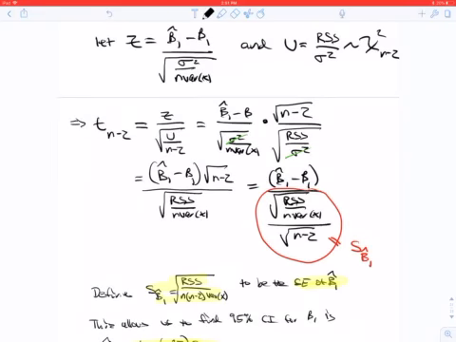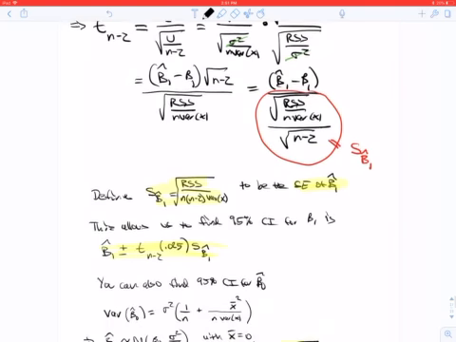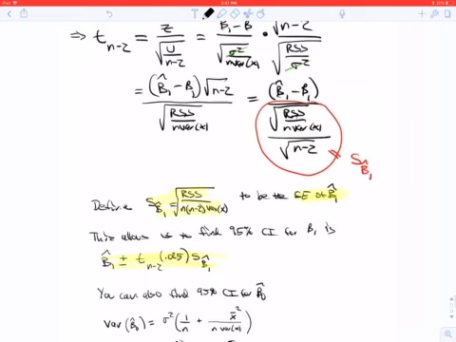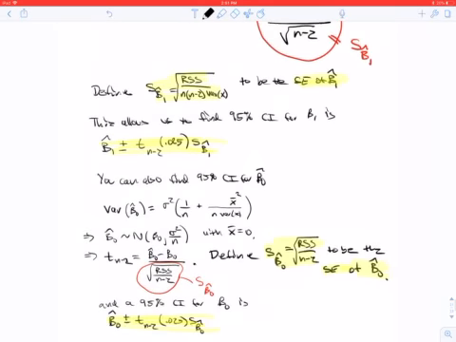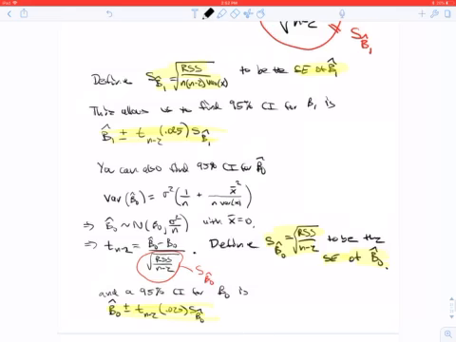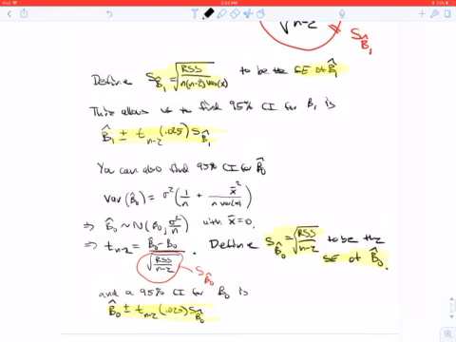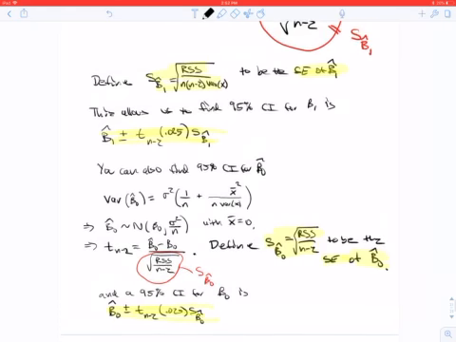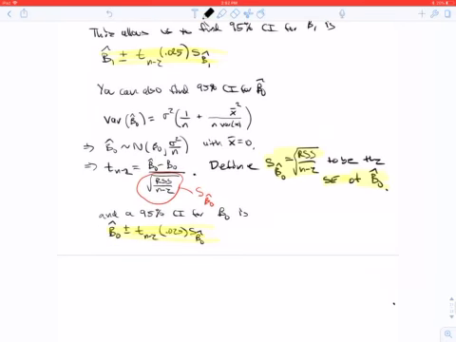And so this denominator here we call the approximate standard error for your beta 1 hat. And that's awesome. And so that allows us to get a 95% CI, for example, for beta 1. And you can do the same thing for beta 0.